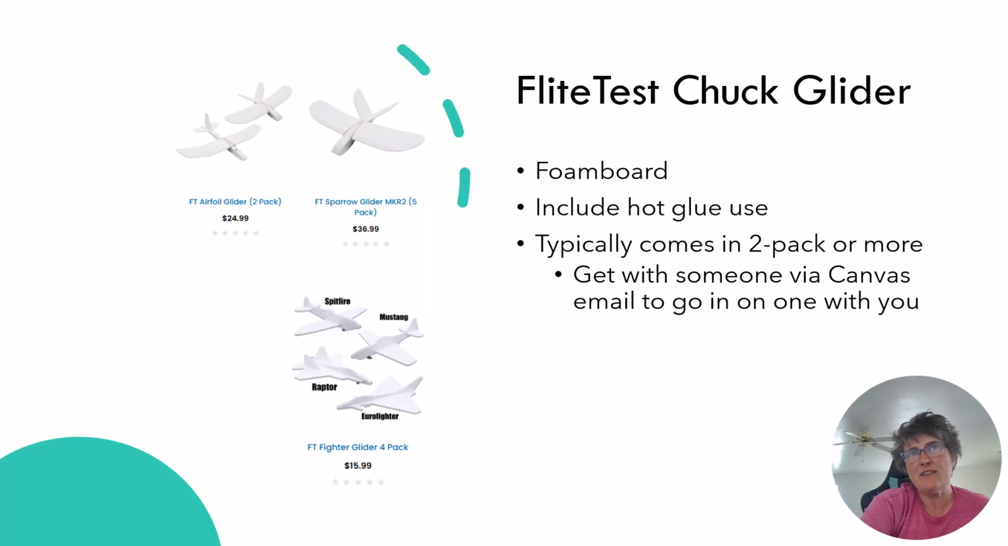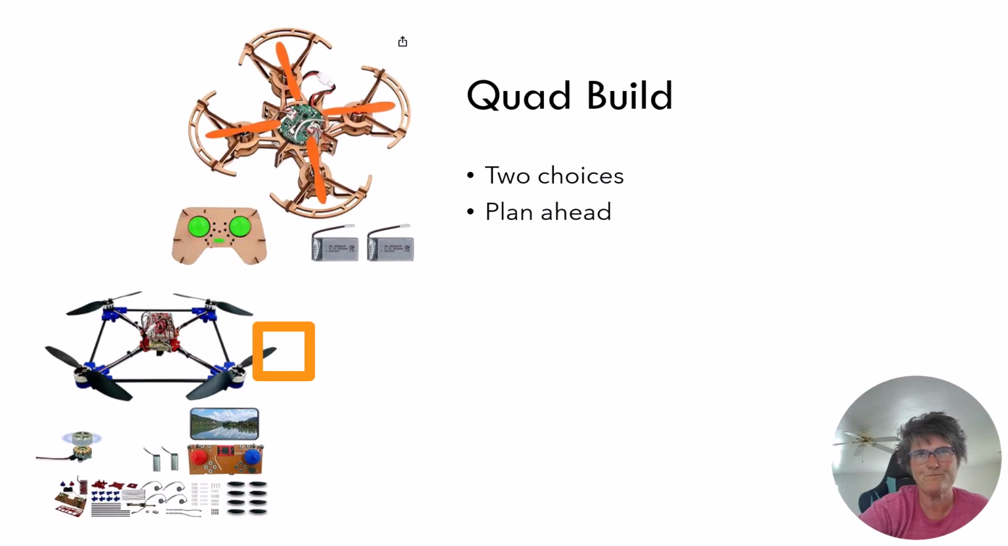You guys will also need a flight test chuck glider. These are foam board. You will be using hot glue to put them together. Typically, they come in a 2-pack or higher, up to 50 or whatever. My suggestion is to get with someone over Canvas email and say, hey, you want to go in on a pack? And you guys can each pay $10 instead of doing 25 for 2 of them.